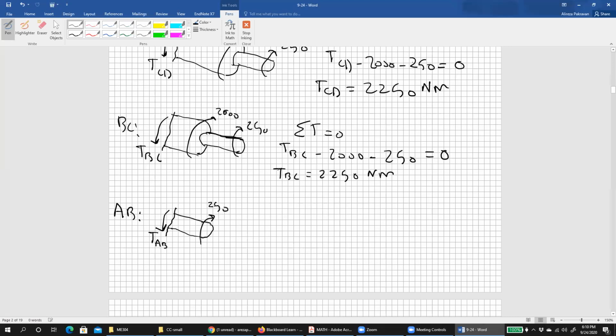Guys, try to draw nicely. Summation of T is 0. TAB minus 250 is 0. Okay. Does it make sense to you?